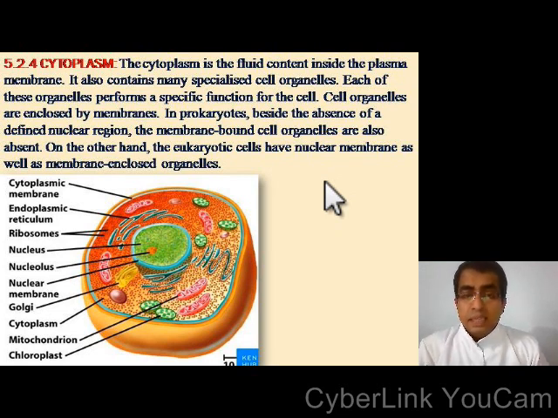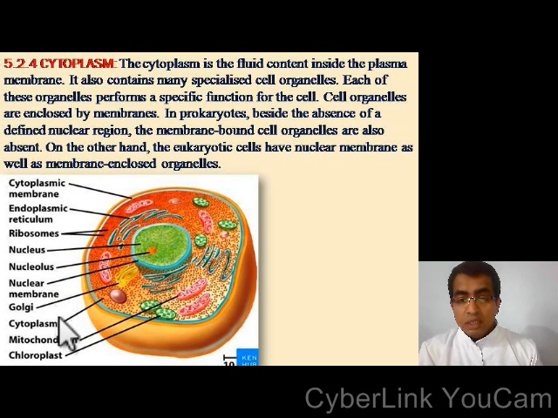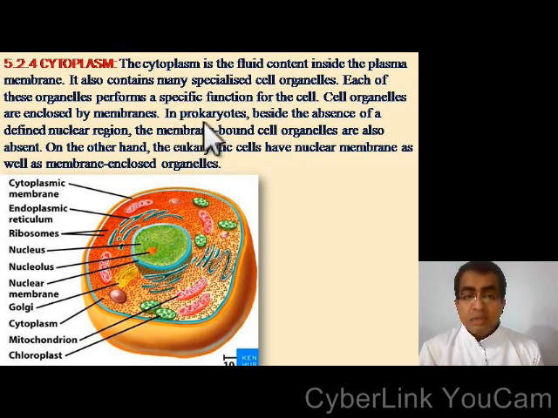Cytoplasm. The cytoplasm is the fluid content inside the plasma membrane. It also contains many specialized cell organelles. You can see the endoplasmic reticulum, ribosome, Golgi apparatus, mitochondria, chloroplast. All these are cell organelles. Each of these cell organelles performs a specific function of the cell. Cell organelles are enclosed by membranes. In prokaryotes, besides the absence of a defined nuclear region, the membrane-bound cell organelles are also absent. On the other hand, eukaryotic cells have a nuclear membrane as well as membrane enclosed organelles.